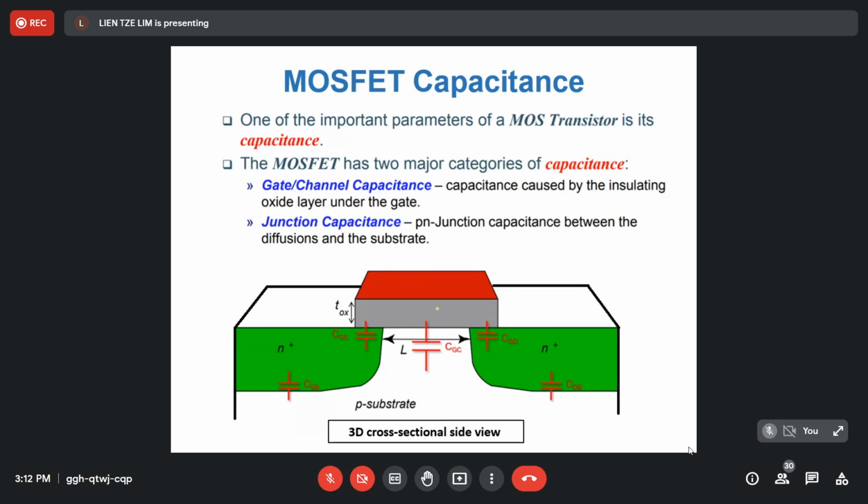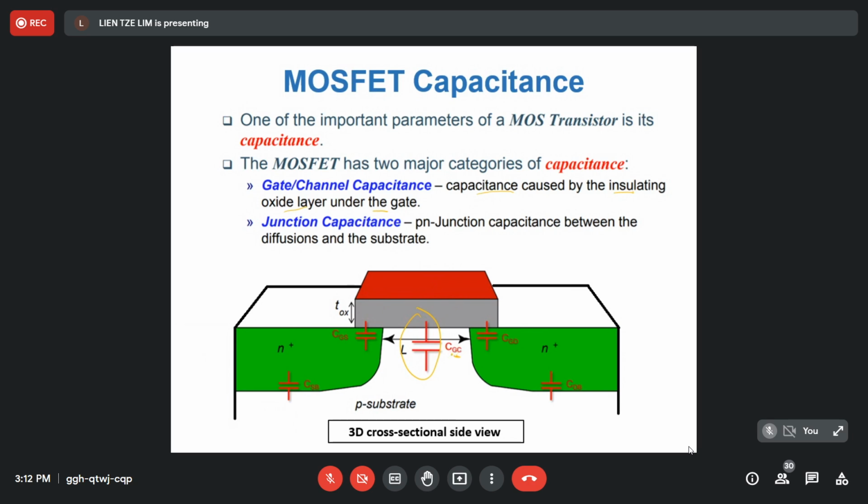Okay, this is the gate. The capacitance caused by the insulating oxide layer under the gate, this one, is the gate channel capacitance. CGC is the gate channel capacitance. Sometimes we call it gate capacitance or channel capacitance.